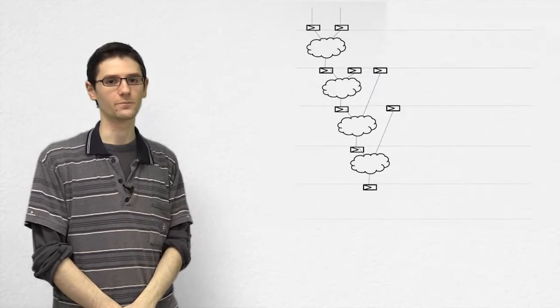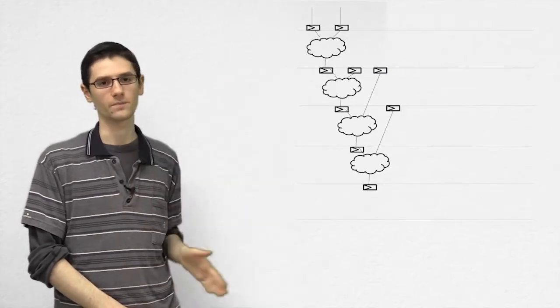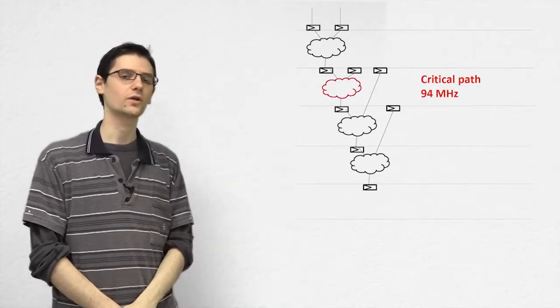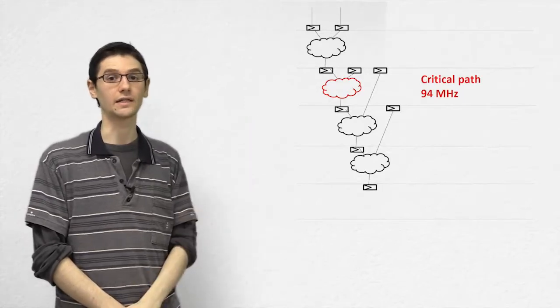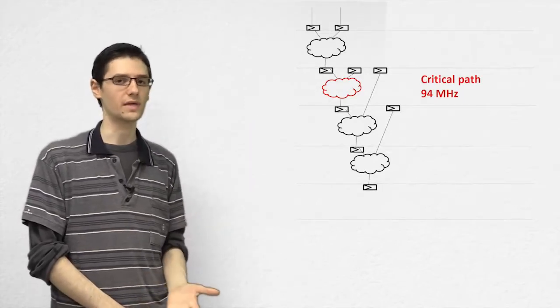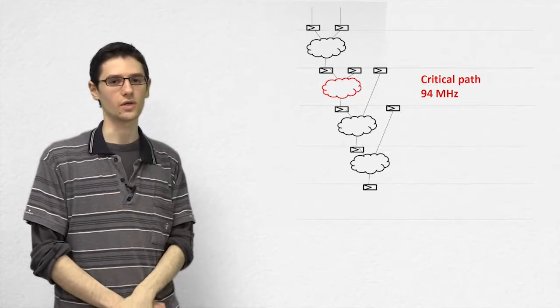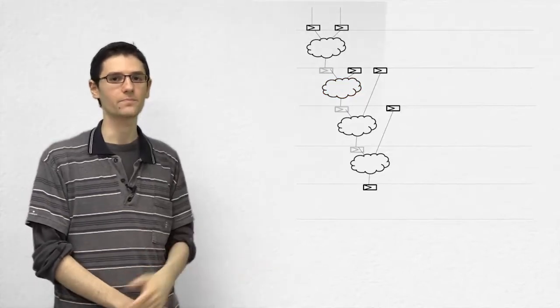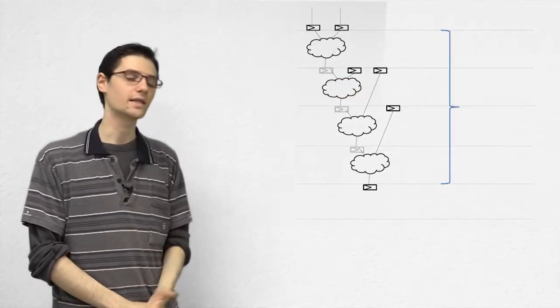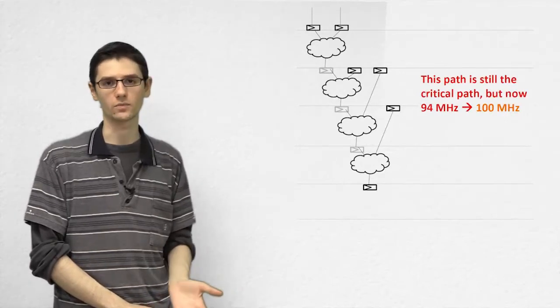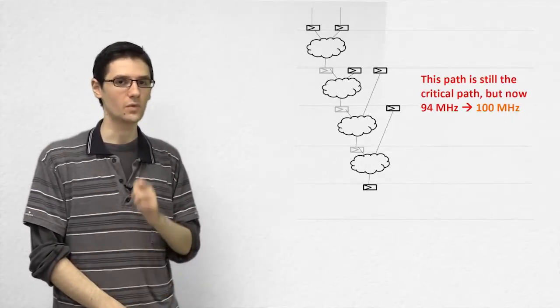So let's put them all together. Let's say we have this part of our circuit, this path in our circuit. And let's say that the critical path of our circuit is right here, and it's 94 megahertz. Okay, we want to make this faster. So the first thing we can do is our trick to de-pipeline our circuit and add a multi-cycle path. Let's say if we do this, our circuit speeds up to 100 megahertz. Okay, that's great, but we can do better.